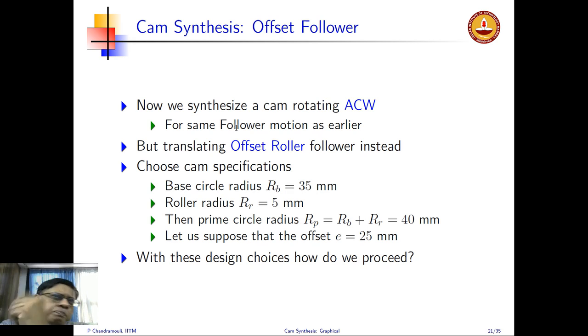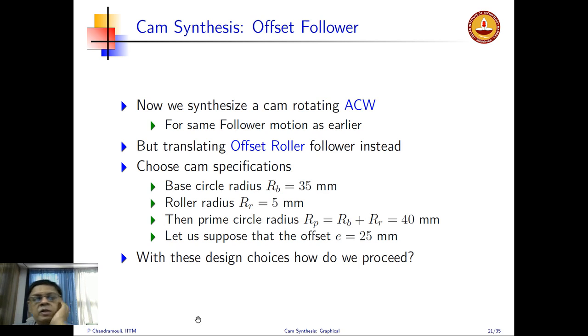And I'm going to assume that the offset is 25 mm, fairly large offset given the base circle is 35 mm. But anyway, you can assume whatever offset. I'm just going to assume that the offset is to the right of the center of the cam. So we are going to offset to the right of the cam center by 25 mm. So how do we proceed?